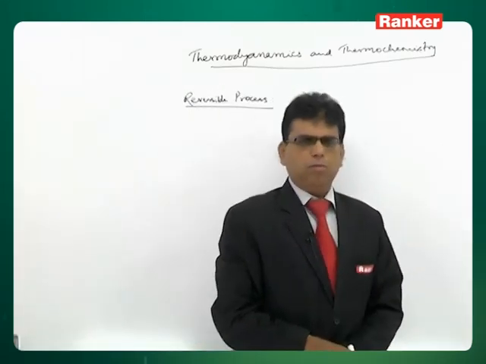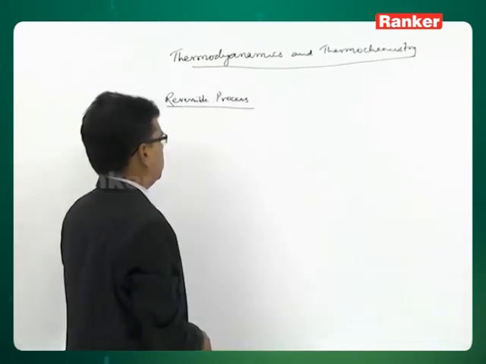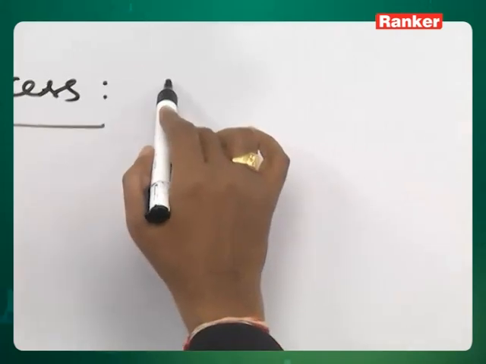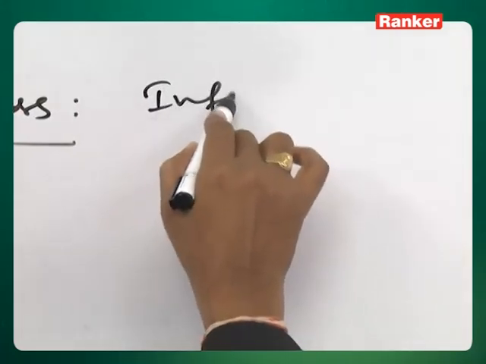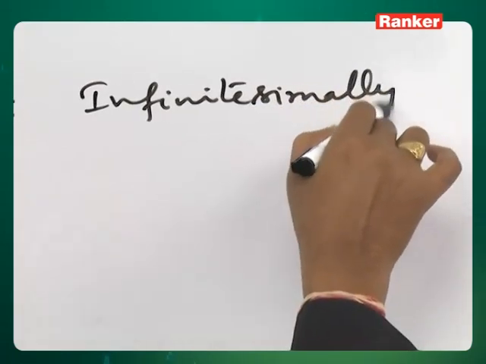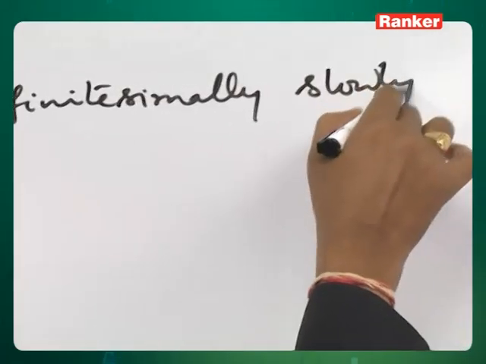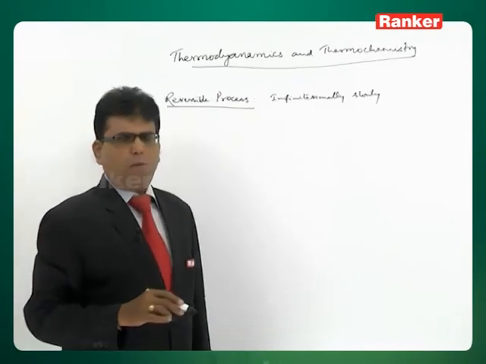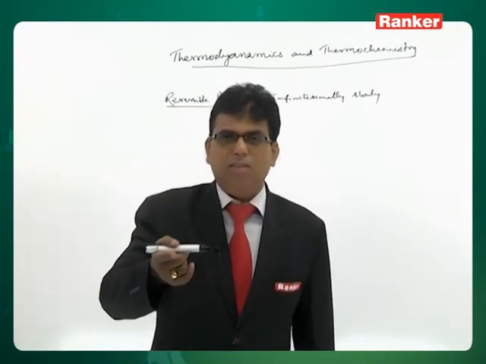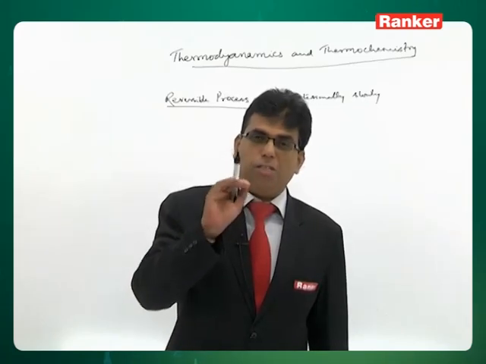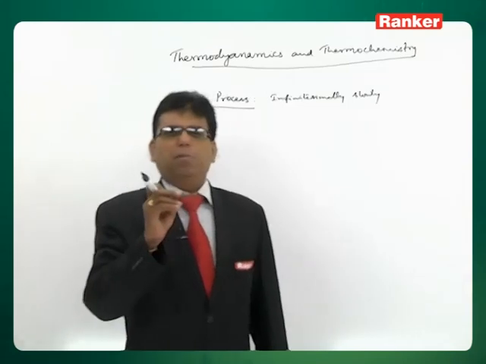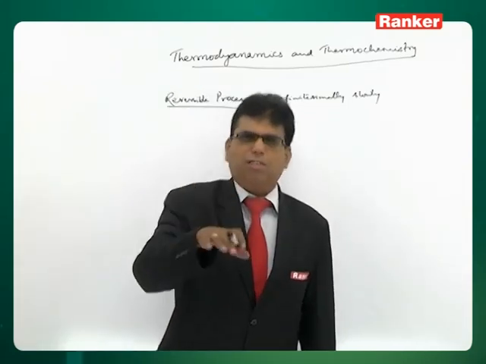Reversible process. A reversible process is one which takes place infinitesimally slowly. An irreversible process is one which takes place suddenly. A reversible process takes place infinitesimally slowly. It appears as if the process is not moving at all.